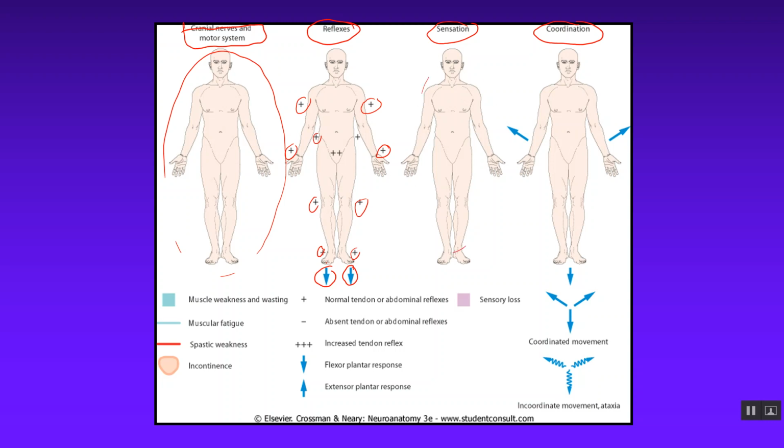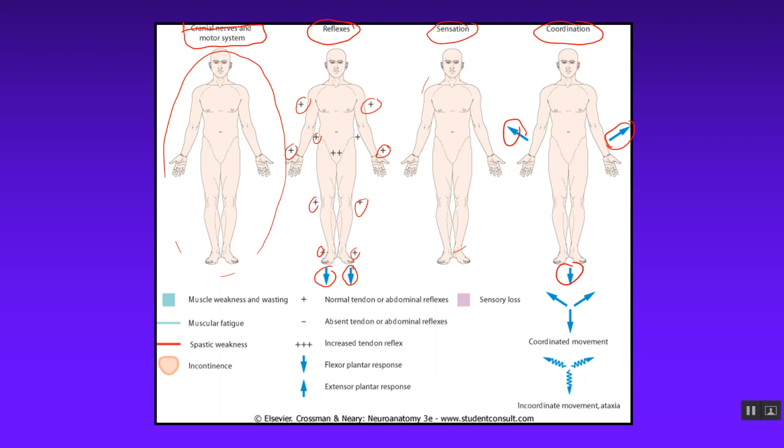There's nothing on the body highlighted or colored or anything like that. So that means normal sensation. And then coordination is just showing these nice straight arrows, and straight arrows for the legs. That means that if you ask them to move their arms, they move in a nice, smooth, coordinated fashion.